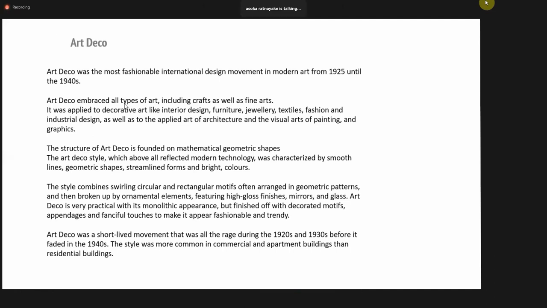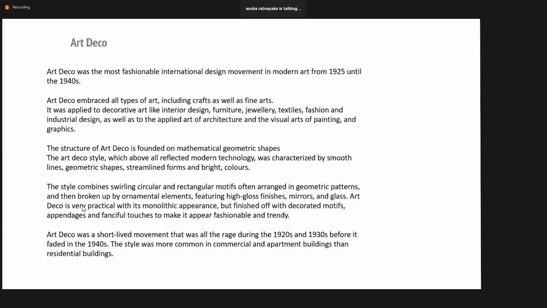This Art Deco embraced all types of art, including crafts as well as fine arts. It was applied to decorative art like interior design, furniture, jewelry, textile, fashion, industrial design, as well as to the applied art of architecture and visual arts of painting and graphics. So this structure is geometric shapes with modern technology, with smooth lines, very streamlined forms and bright colors. So this was a very rigid form and a very clean look. And it was a very fashionable thing also.